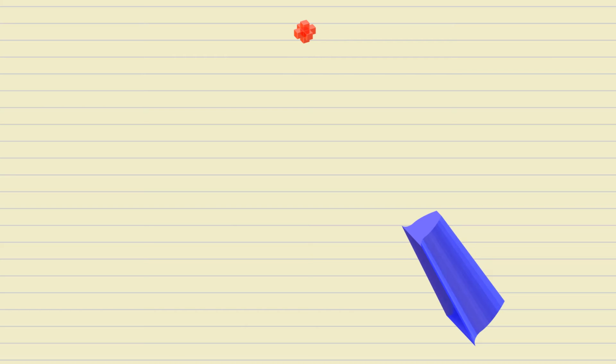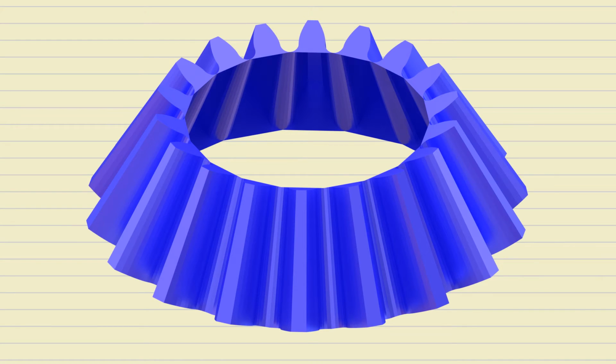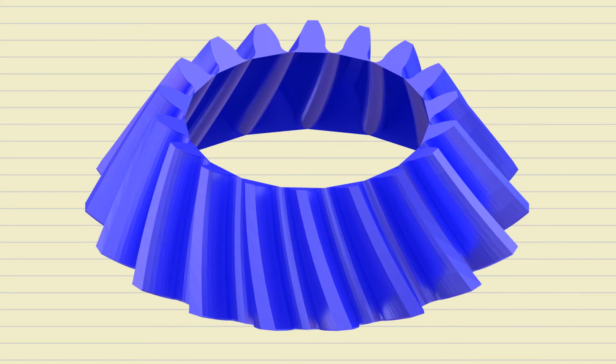Bridge the two pieces to form the sides of the tooth. Duplicate and rotate the tooth around the cone axis until the entire wheel is completed. Optionally, make the teeth curved.